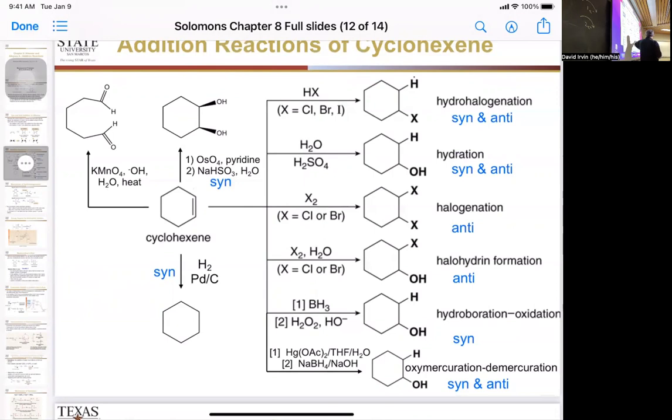The other thing we have here is hydroboration-oxidation. So what we end up doing is we add boron across the double bond, and then we oxidize it off, forming an OH group.